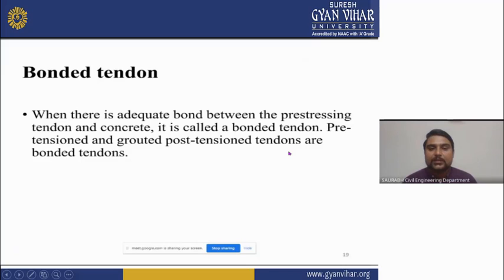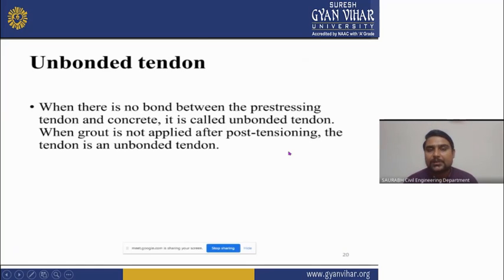Now we will see the bonded tendon. When there is adequate bond between the prestressing tendon and concrete, it is called a bonded tendon. Pretensioned and post-tensioned tendons are bonded tendons. Now we will see the unbonded tendons. When there is no bond between the prestressing tendon and concrete, it is called an unbonded tendon. When grout is not applied after post-tensioning, the tendons are unbonded tendons.